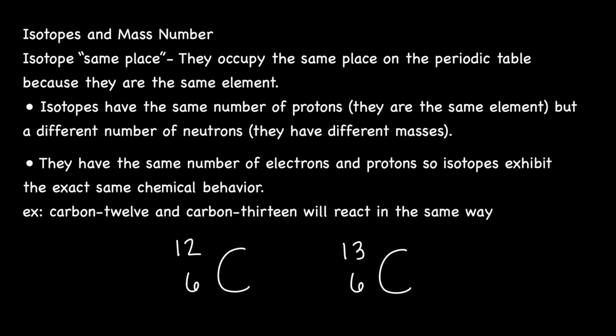Crucially, because they have the same number of electrons and protons, isotopes exhibit the exact same chemical behavior. Your body, for example, cannot tell the difference between carbon-12 and carbon-13 chemically. It uses them both to build cells exactly the same way.